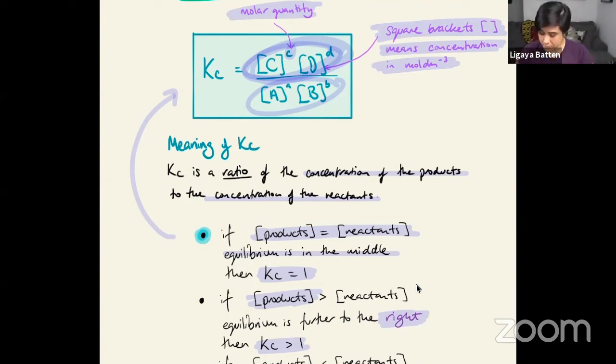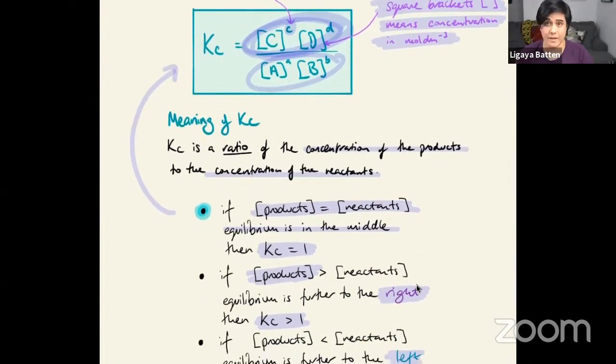So if the products are greater than the reactants, that means that your C and D on the top is going to be a larger number than the concentrations on the bottom. And that means you're going to get a value of Kc that's further towards the right.